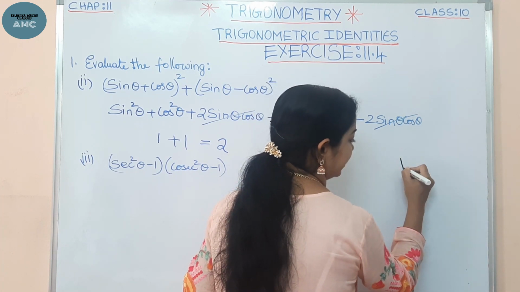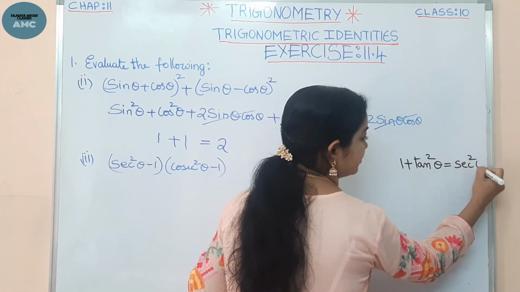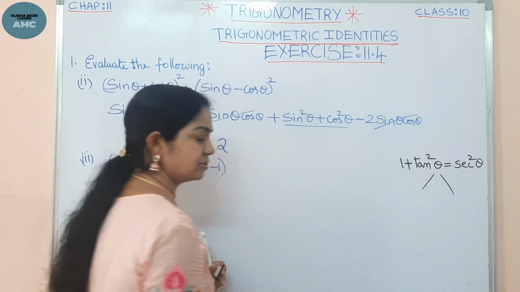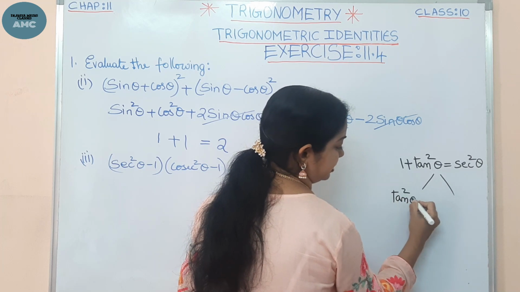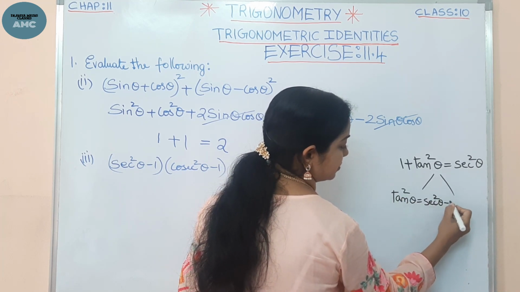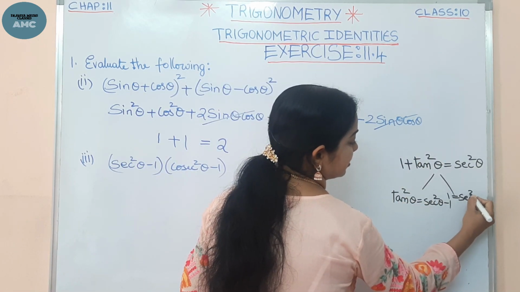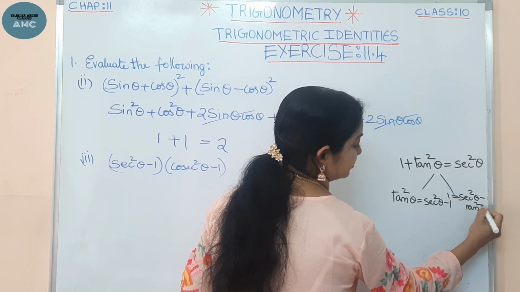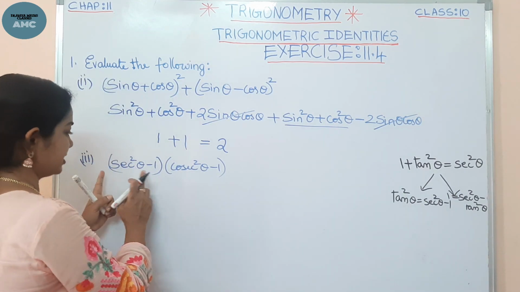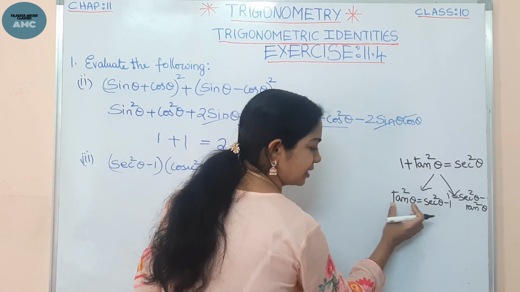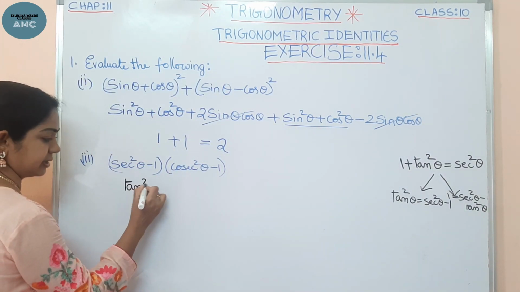So what is the second identity? 1 plus tan square theta is equal to secant square theta. From this we have two equations reduced, isn't it? If I want only tan square, it is secant square minus 1. So tan square theta is equal to secant square theta minus 1. The other one we can also write: 1 is equal to secant square theta minus tan square theta. Now here, if you see, secant square minus 1 is clearly tan square. So directly we can write this as tan square theta.